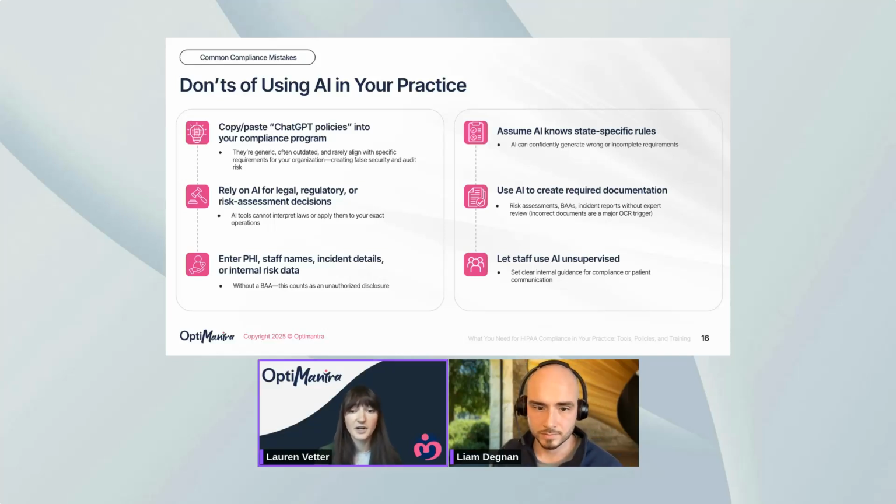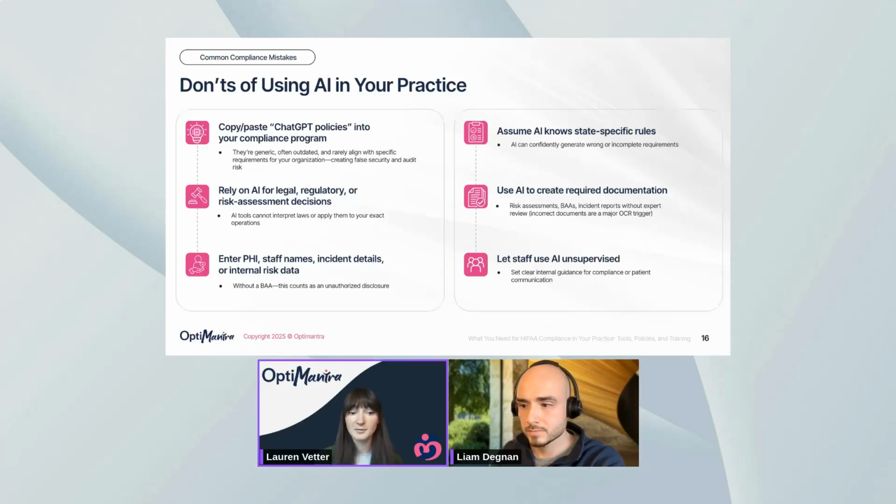Another area of risk I want to call out is it should not be creating required documentation without expert review. So that's your risk assessments. Again, your incident reports, your BAAs. These are documents that the OCR is going to scrutinize closely. Any incorrect or incomplete versions would be a major red flag. So make sure that you're reviewing those. Your legal team, any of your compliance officers. Don't trust AI to take a look at those.